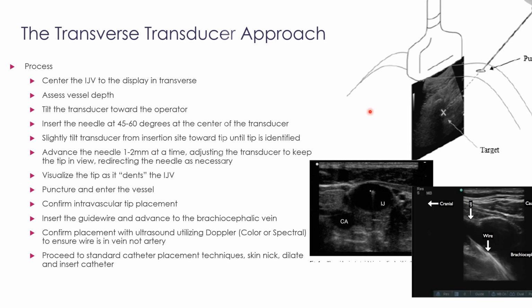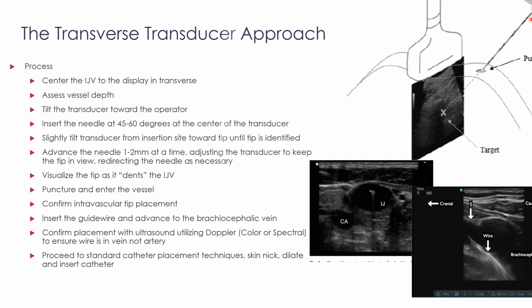So when you go ahead and start a transverse approach, center the internal jugular vein in the center of your image, and then assess the vessel depth. So you might even want to use calipers. Let's say that this is the skin surface. You're not sure how much of your needle you're going to advance. By taking a caliper measurement from the vessel to the skin surface, it would give you an idea of how much needle you're going to use, so that if somehow you lose your tip, you're not over advancing that needle into some posterior anatomy like the lung or the carotid or something like that.